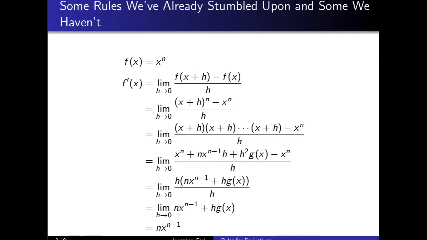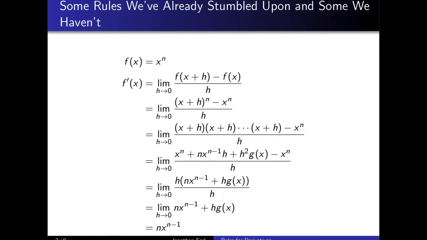And that's good because that gets rid of all the terms that have no h in them. So every term in the numerator now has an h in it. So what we can do is factor out an h from our numerator, which will give us h times n x to the n minus 1 plus h times this polynomial containing all the other stuff.